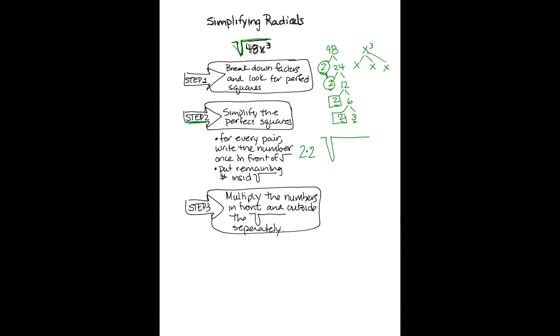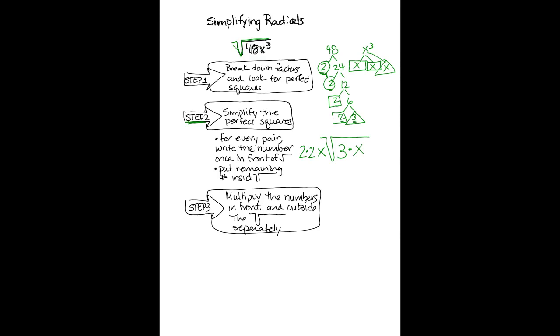I also have 2 x's. Right, here's a pair of x's, so I'll write x once in front of the square root sign. What do I have left? Remaining, I'll do in triangles. Remaining, I have a 3, so I'll write that inside my square root, and I have an x, so I'll write that inside my square root.